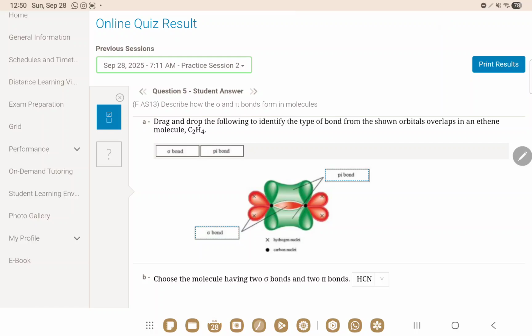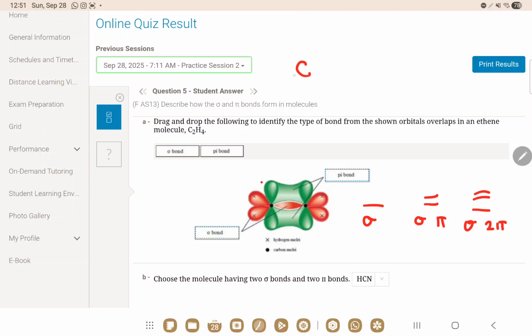Which of the following molecules has 2 sigma and 2 pi bonds? We need to know that whenever you have a single bond, it's one sigma bond. Whenever you have a double bond, it's 1 sigma, 1 pi bond. Whenever you have a triple bond, it's 1 sigma, 2 pi bonds. Here you had a long list of molecules, and HCN is our correct answer.